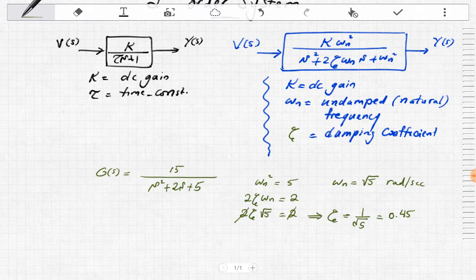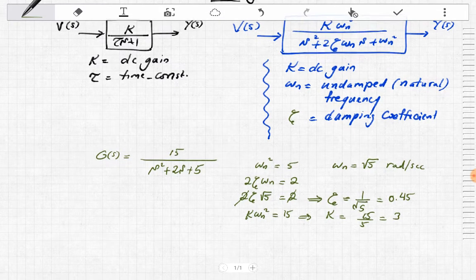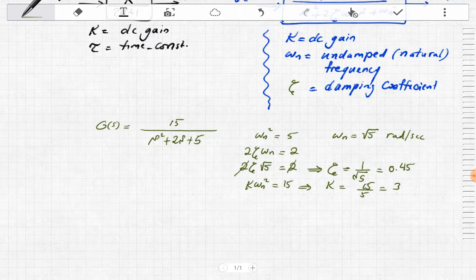So that's your eta. If you want to find K, the DC gain, you have K omega n square is equal to 15. So your K is equal to 15 over omega n squared, which is 5, so K equals 3. So we found the parameters of the second order system. Of course, I will remind you, eta could have several values, right?